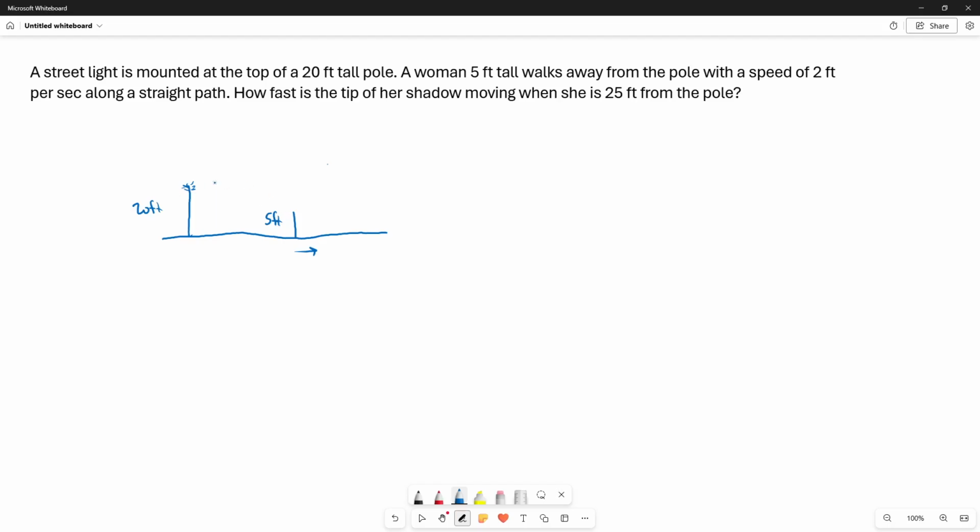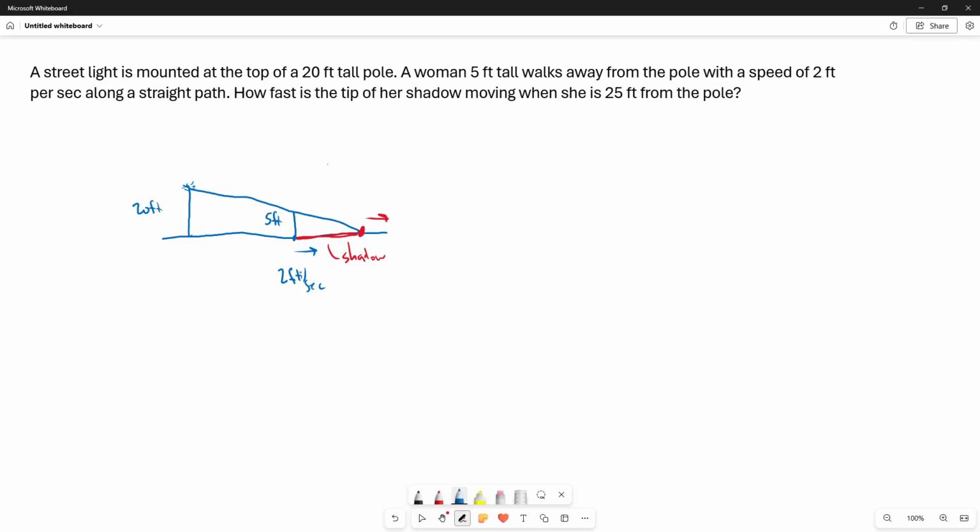So the shadow is created by taking the light and drawing a straight line through the top of her head here to the ground. So this part here, the light is going to be blocked by her figure, and that's going to make the shadow. And we want to know how fast that point is moving if we know that she is moving at a certain rate, which was 2 feet per second.